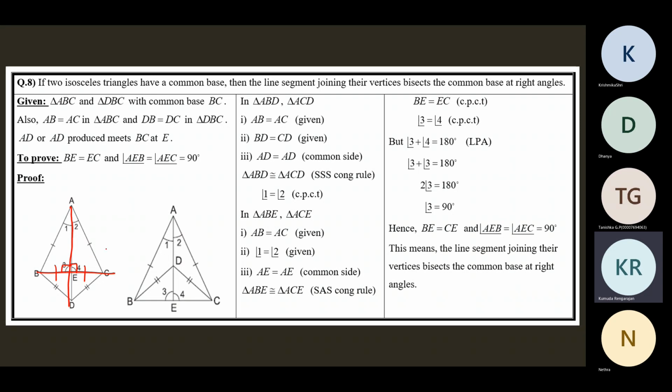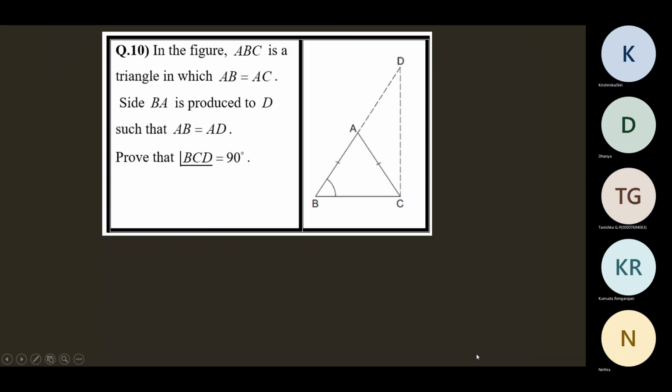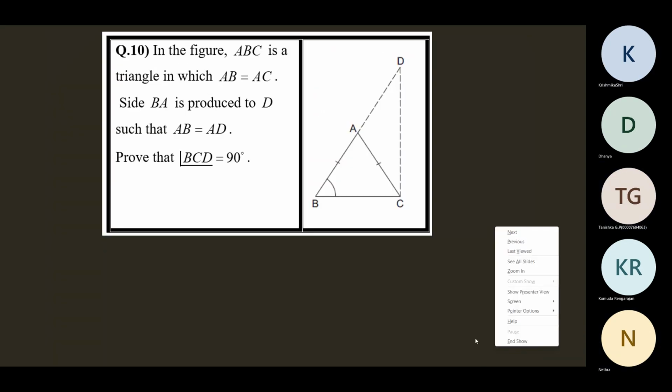We are given two isosceles triangles, and you can see it here also. This is the vertex A of triangle ABC. Am I audible, children? Yes. Okay.